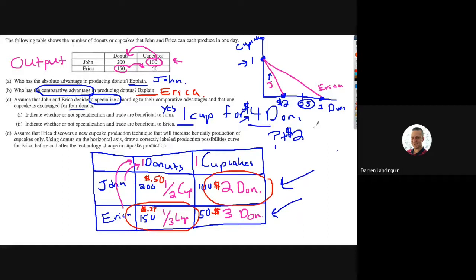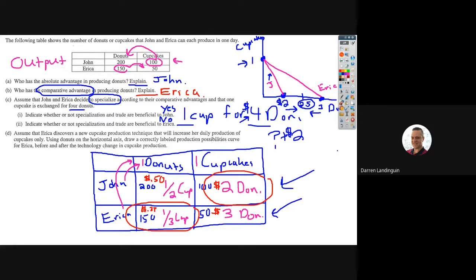Okay, so that doesn't make sense for Erica, right? And so indicate whether or not specialization and trade are beneficial. For Erica, it's not. So let's just put no, that's not beneficial. Now, why isn't it beneficial? Well, because it is more expensive for her. So the moral of the story is John needs to get more than 2, right? 2.25, 2.75, whatever. And Erica has to give up less than 3. It has to be profitable for John and cheaper for Erica, right? Because John's making the cupcakes, Erica's making the donuts, and they're trading. Erica's not going to trade 1 for 4. She's not going to do that, okay?